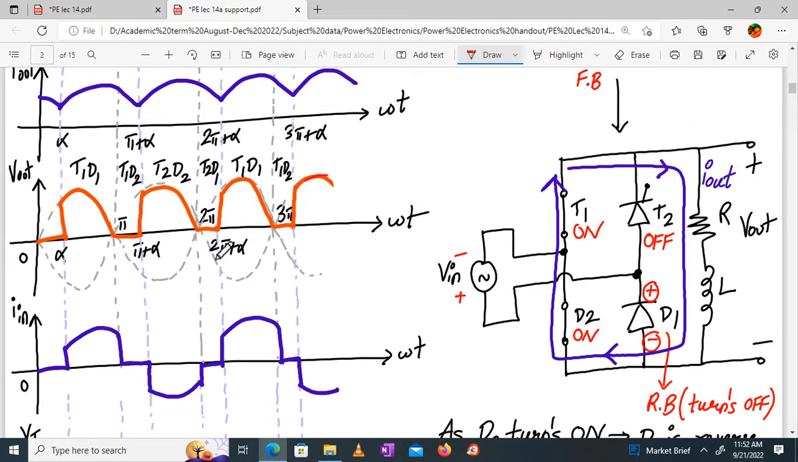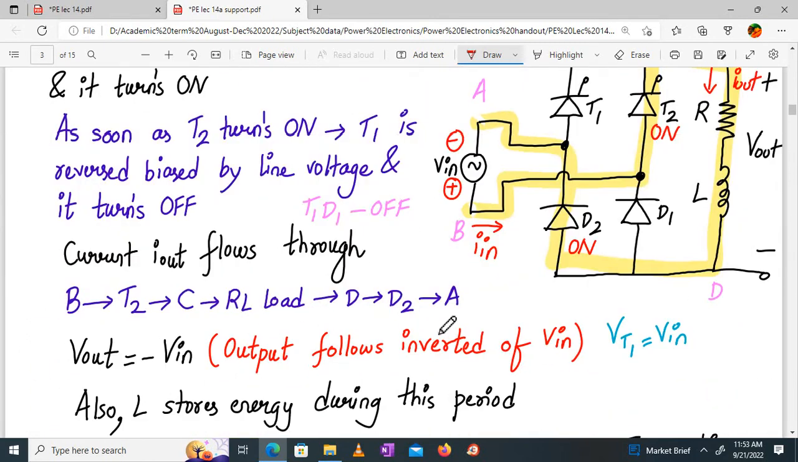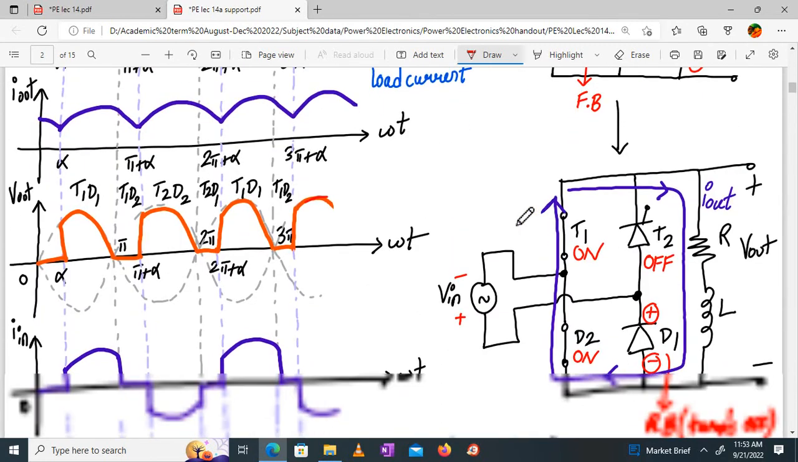But during this period, pi plus alpha to 2 pi, my input source current is negative. See, it's going from below. Current direction is negative, but the wave shape is the same. That's why the waveform is like this. It will follow the same shape but in the reverse direction.